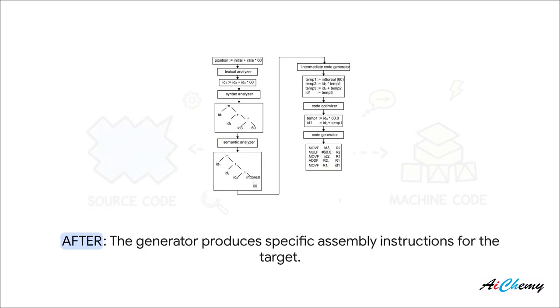And now, here's the after. Look what the code generator did. It took that one abstract line and turned it into 2 highly specific assembly instructions. First, it moves the data from ID3 into a spot called register 2. Then it multiplies the value in that register by 60. This isn't an abstract idea anymore. It's a concrete step-by-step plan for the processor.